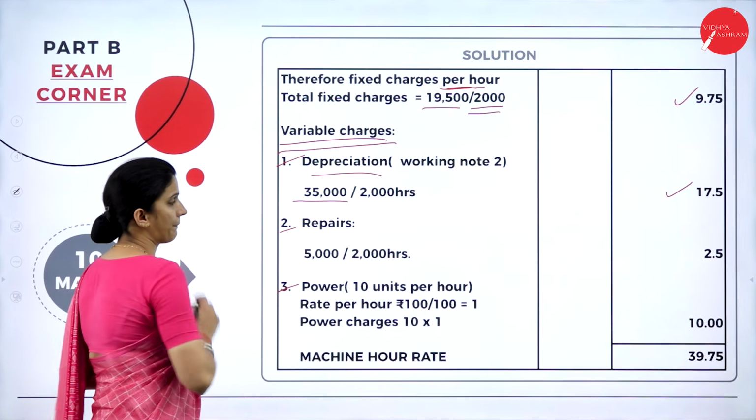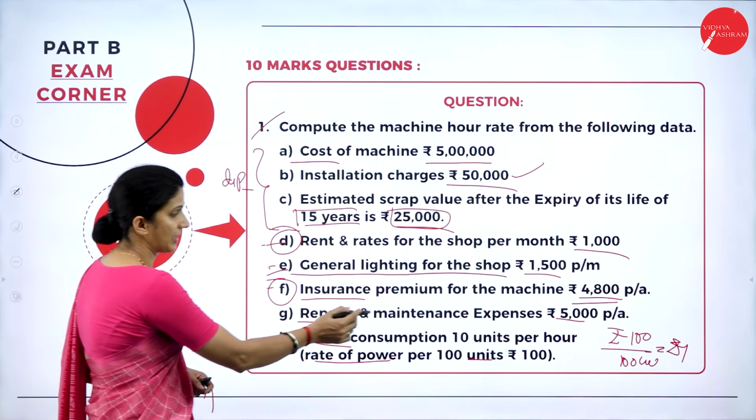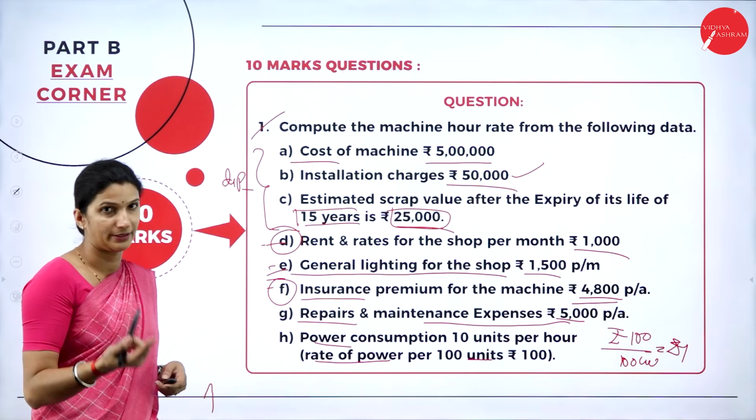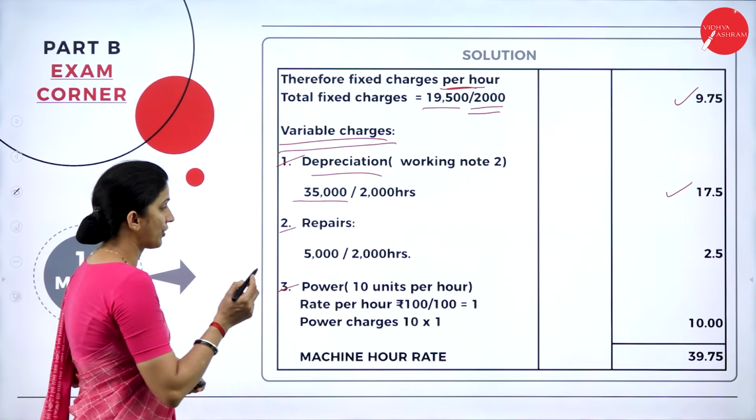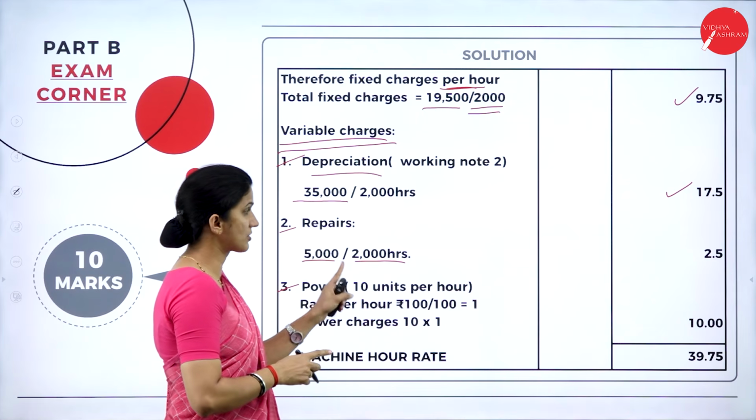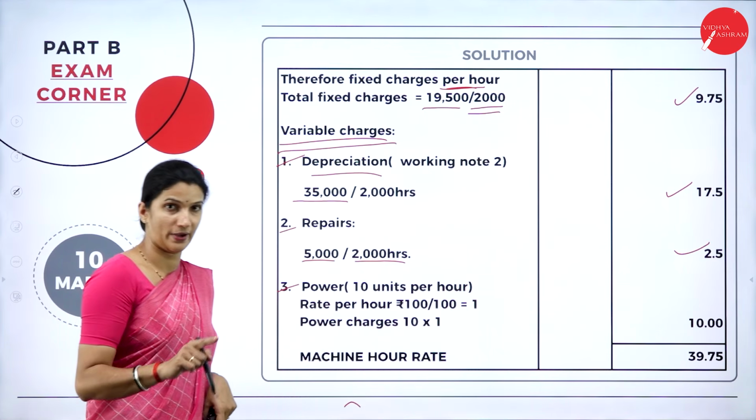Next, we have repairs. So repairs charges, it is directly given in the question. Repairs and maintenance expenses, it is 5,000 per annum. So directly your 5,000 divided by normal working hours 2,000 hours. So your repairs per hour, it is 2.5.